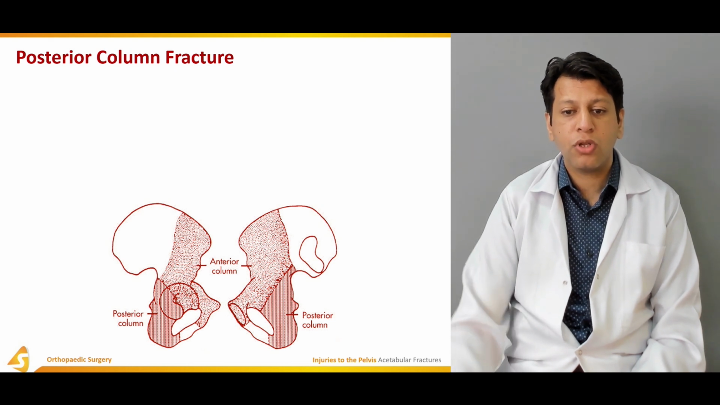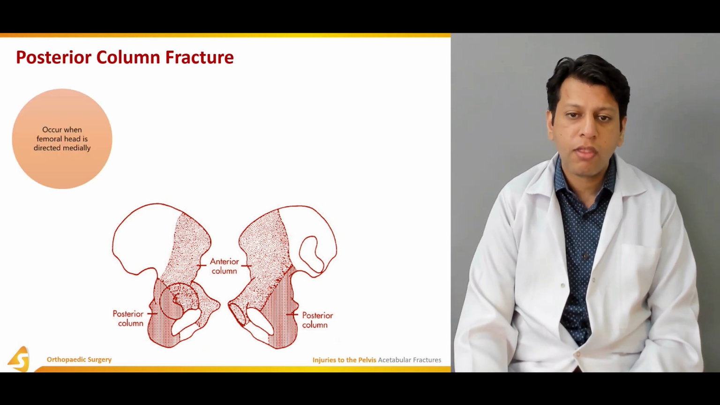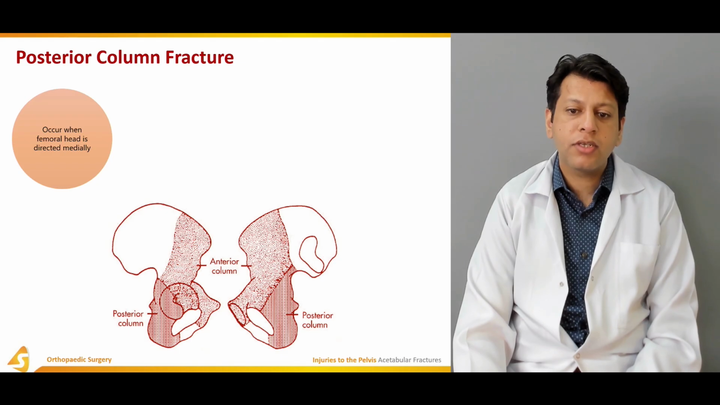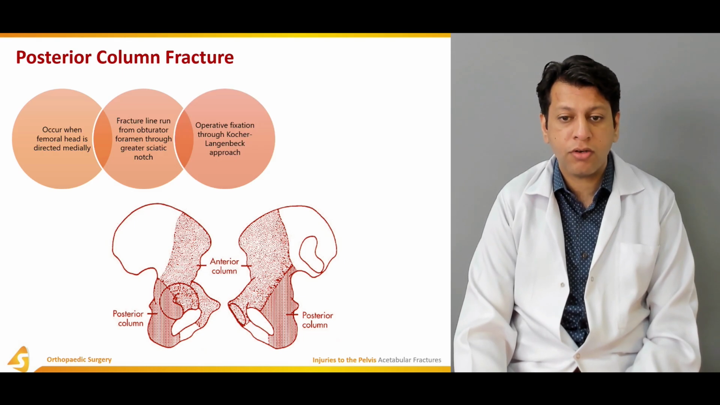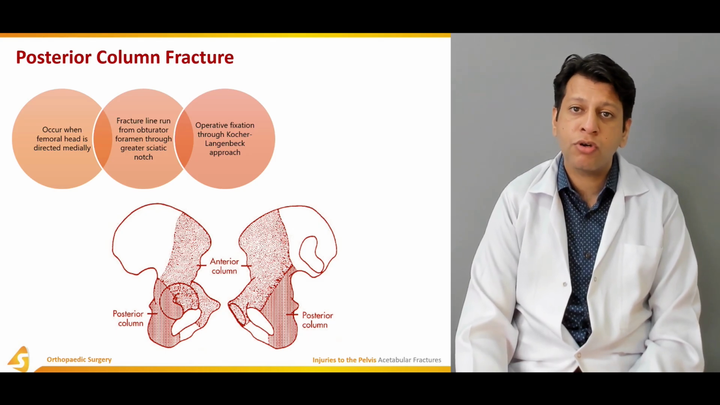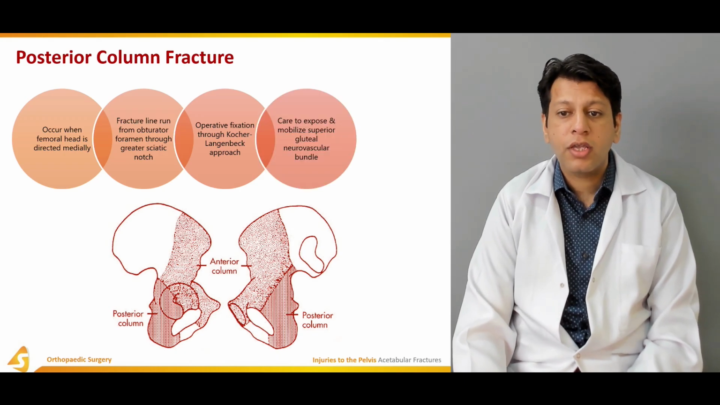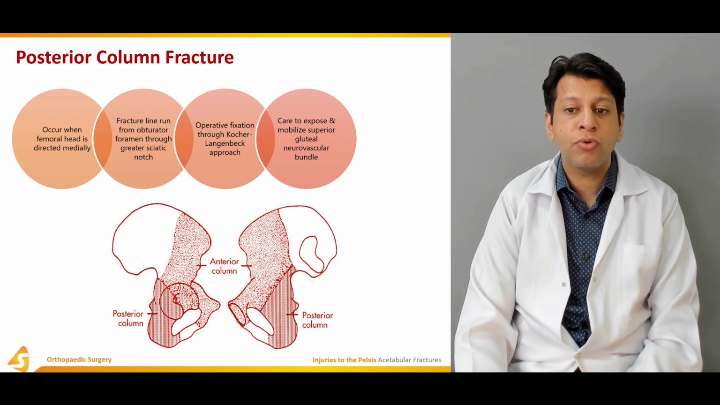Now coming to the posterior column fracture. It occurs when the femoral head is directed more medially, leading to posterior column disruption. The fracture line runs from the obturator foramen through the greater sciatic notch. Operative fixation, as for posterior wall and posterior column, is through a Kocher-Langenbeck approach. Care is taken to expose and mobilize the superior gluteal neurovascular bundle.